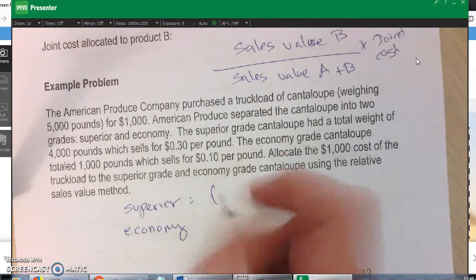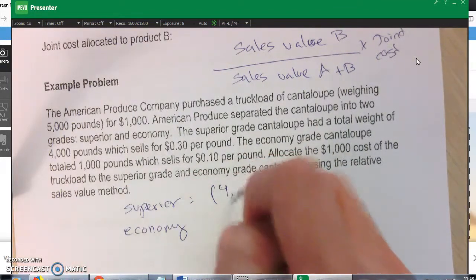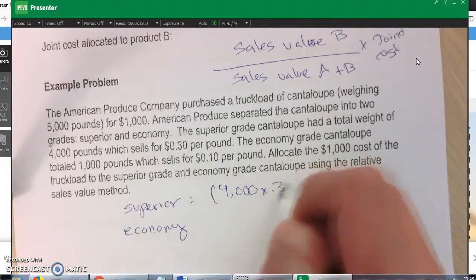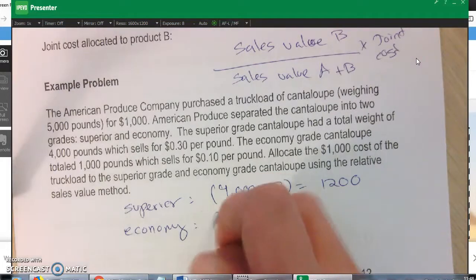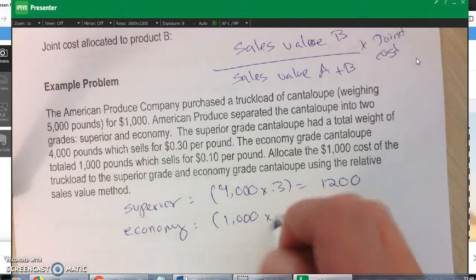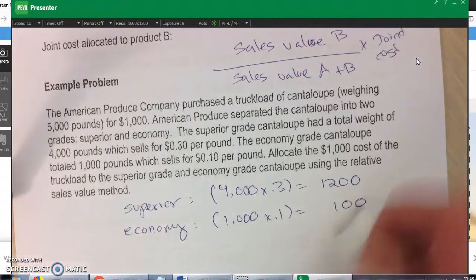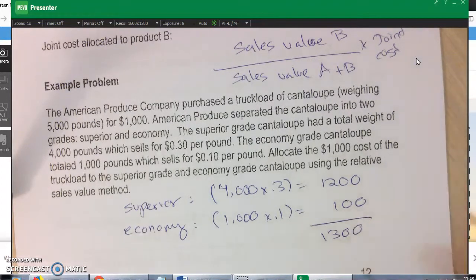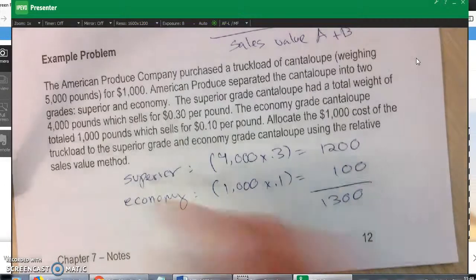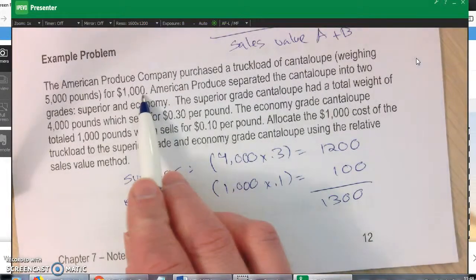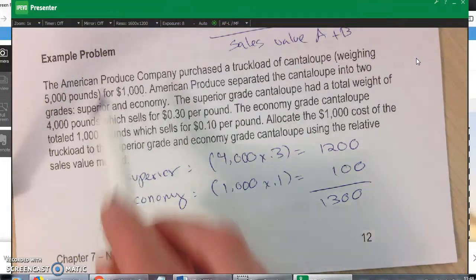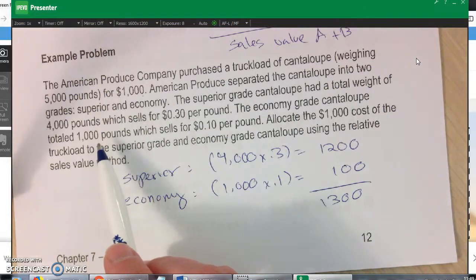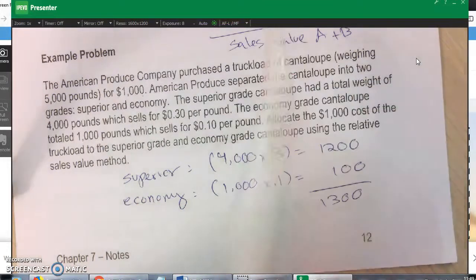So I have 4,000 pounds at 30 cents a pound, which means the sales value is $1,200. My economy, I have 1,000 pounds at 10 cents a pound, which gives me $100, so my total sales value is $1,300, right? So then what I want to figure out is how much of this $1,000 joint cost is going to be allocated to superior, and how much will be allocated to economy. And I'm doing it based upon the relative sales value.